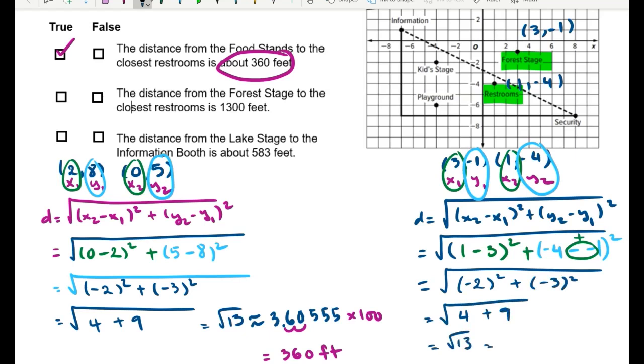It's about 3.60555, and then you times this by 100 because each box represents 100 feet. That gives you the same answer, about 360 feet, but this time they tell you it is 1,300 feet, so this is a false statement.